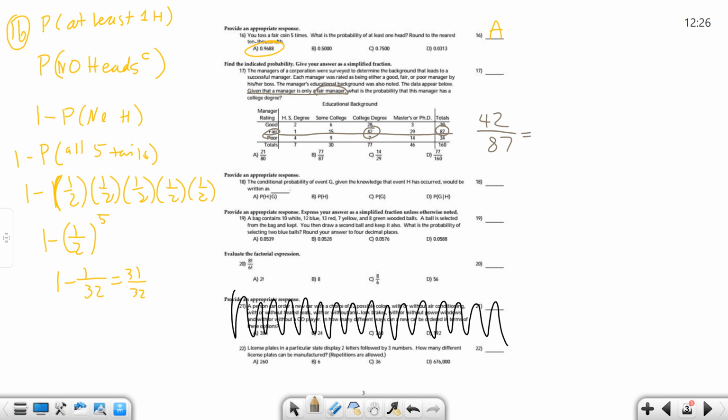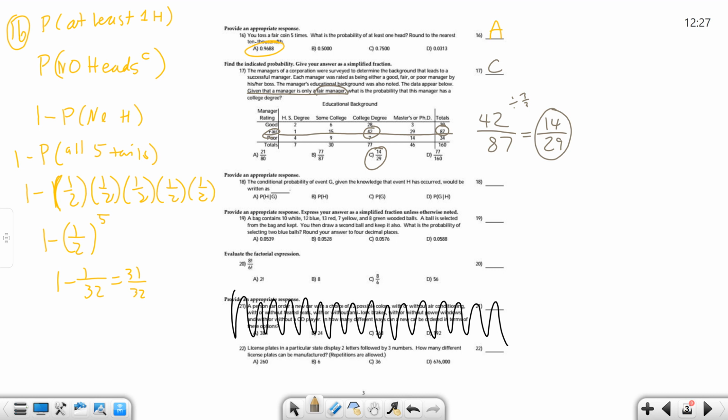So this is going to be 42 divided by 3. If I divide out a 3 over 3, then this is going to be 14. 14 times 3 is 42, and then 87 is going to be 29. So 14 over 29, which I do have, is answer C there for 17.